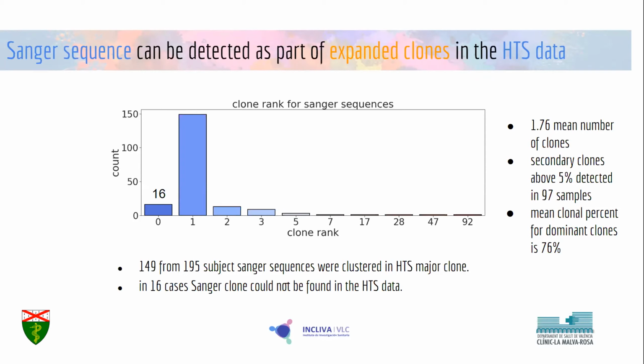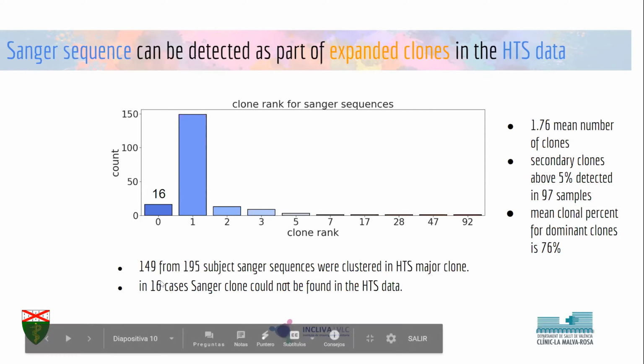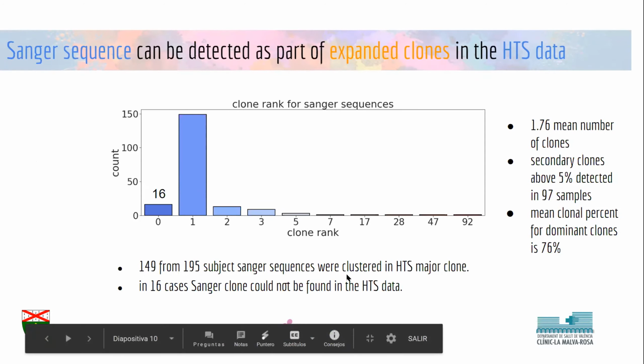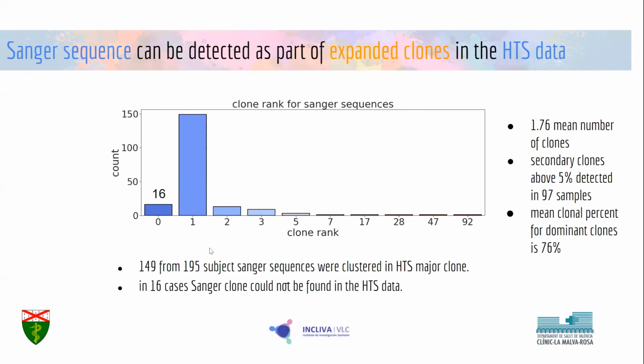Also, we wanted to check if these Sanger sequences were grouped mostly inside the major HTS clone, and we find that in 149 out of 195 subjects, we do detect them in the major clone. But for example, in 16 cases, we could not find the Sanger sequence in the HTS data.